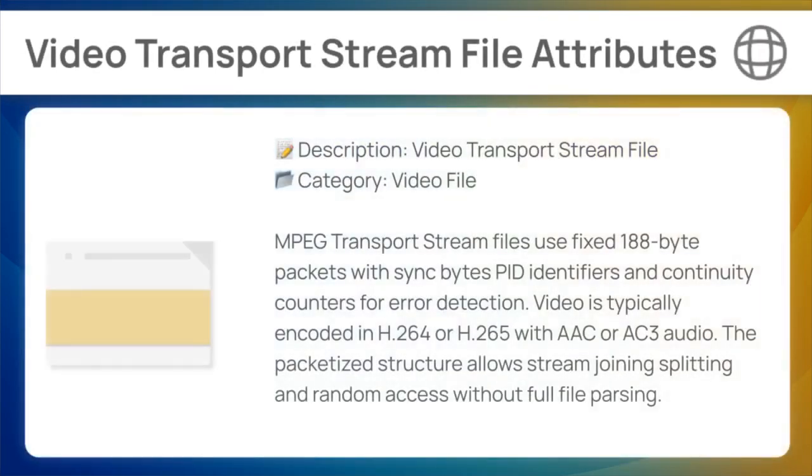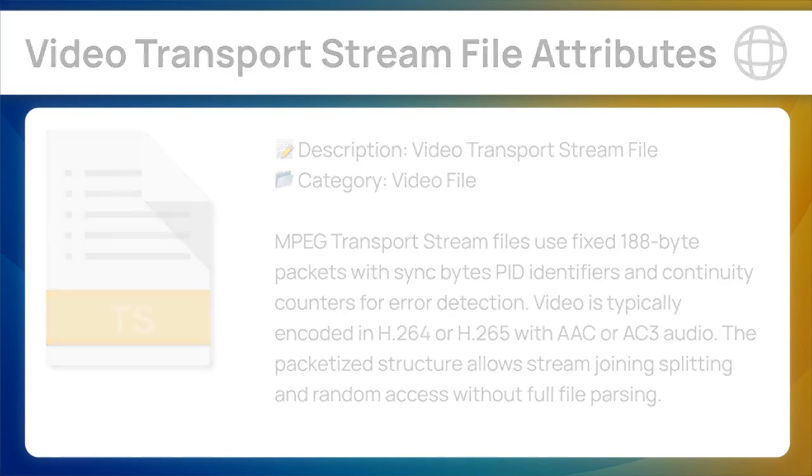MPEG Transport Stream files use fixed 188-byte packets with sync bytes, PID identifiers, and continuity counters for error detection. Video is typically encoded in H.264 or H.265 with AAC or AC3 audio. The packetized structure allows stream joining, splitting, and random access without full file parsing.